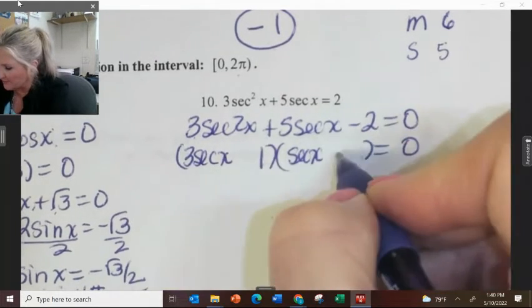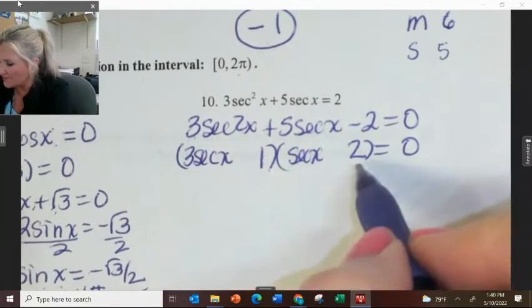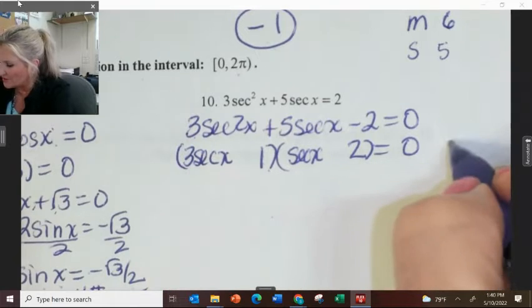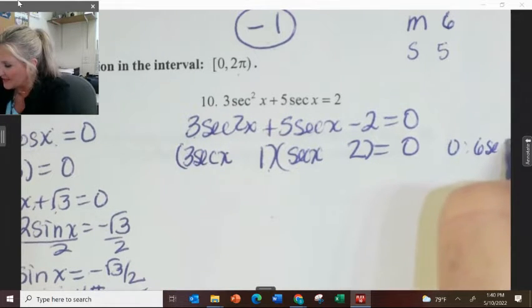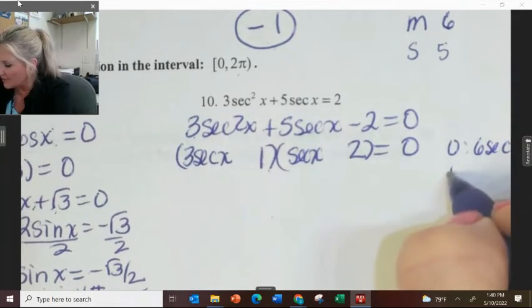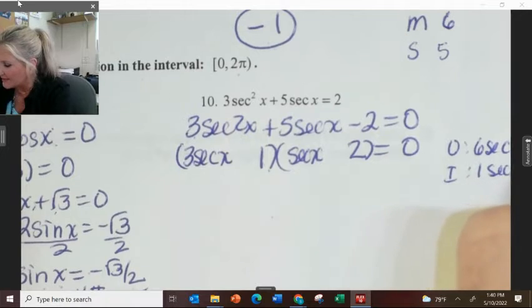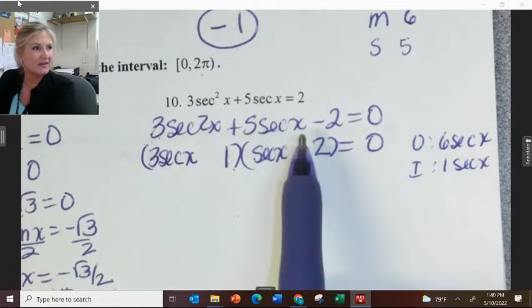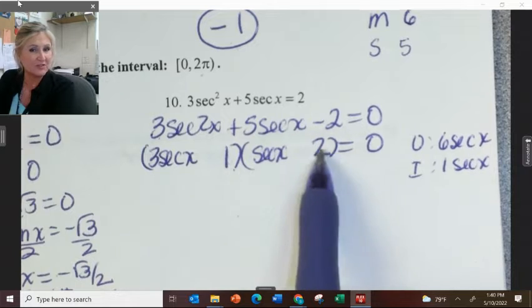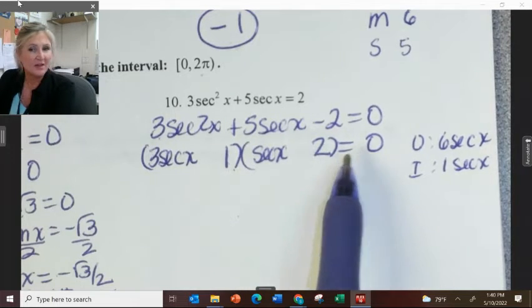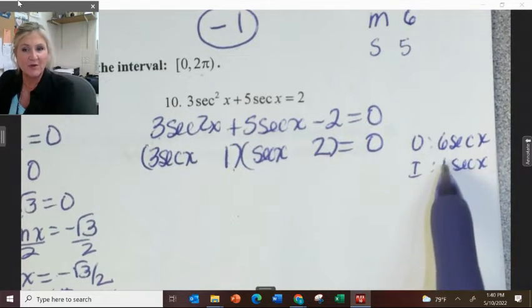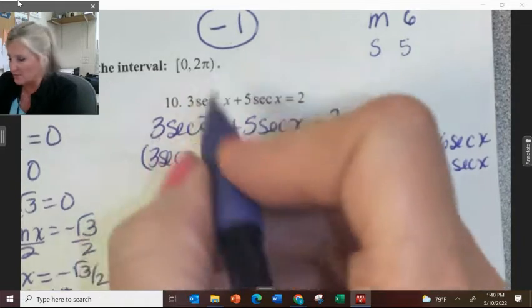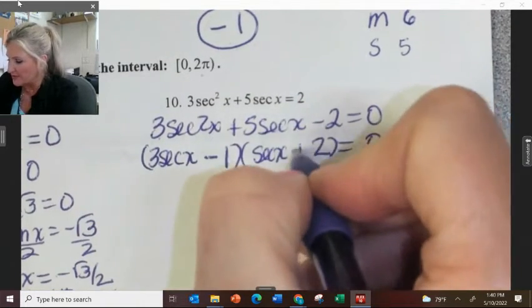1, 2, let's see. So if I do 1 first, 2 second, my outers would give me a 6 secant x. My inners would give me a 1 secant x. I want to get a positive 5. Can I make that happen and still get a negative 2 when I multiply 1 and 2? So which one of these do I want to be negative, the 1 or the 2? The 1 would need to be negative. The 2 would need to be positive.